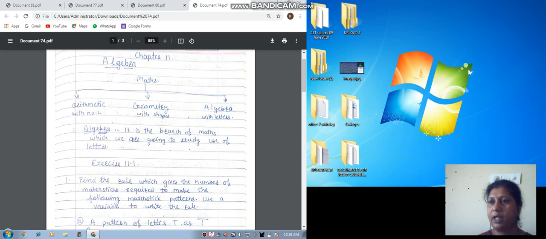So we again change the letter. We now started to make the formation of C. For 1C we require 3 matchsticks. For 2C we require 6 matchsticks, and so on. Here also we prepared the table, and from that table we form an equation: the number of matchsticks required to form C is 3n. Again we change the letter to F. The letter F requires 4 matchsticks for 1F. For 2F we require 8, and so on. So this is one example.